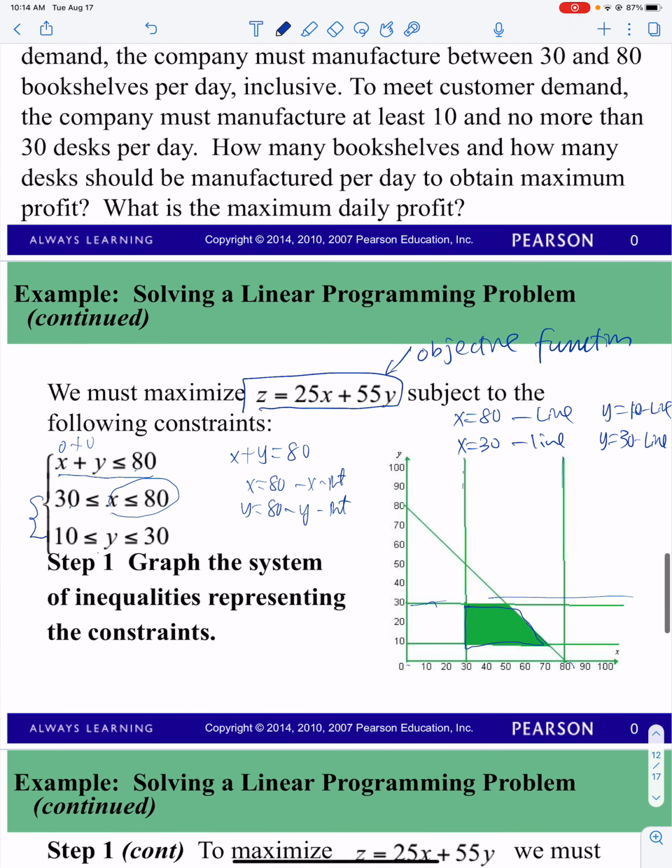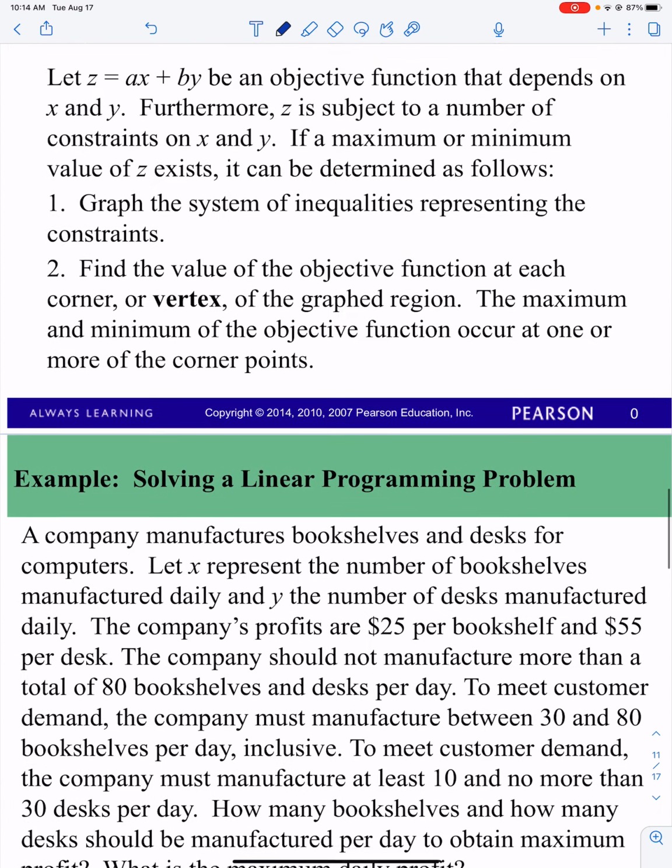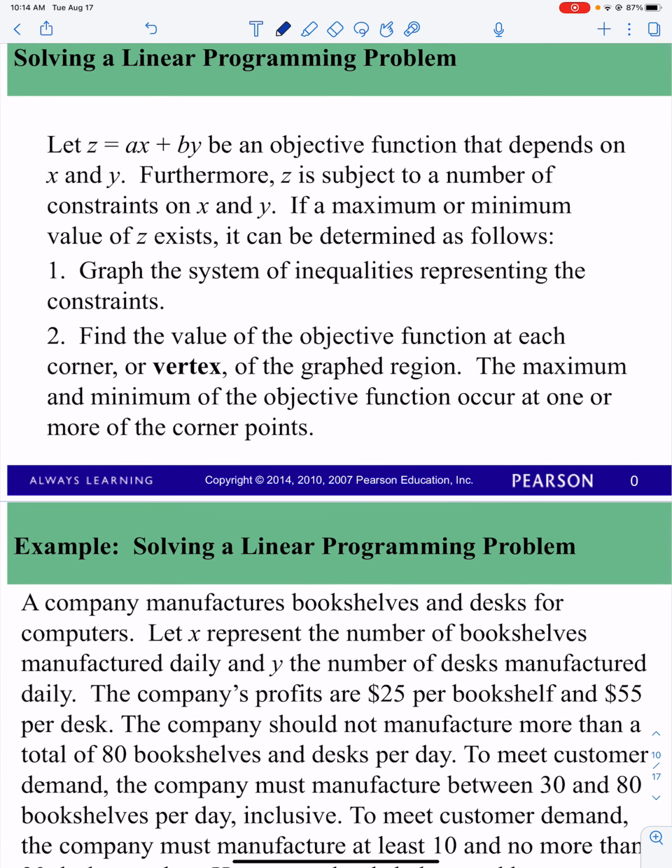So how could we find the maximum here? Let J depend on x and y. We graph all these things with the constraints. And where does the maximum come from? From the value of the objective function at each corner, or vertex. The maximum or minimum of the objective function only occurs at one of the corners, or one of the vertices.